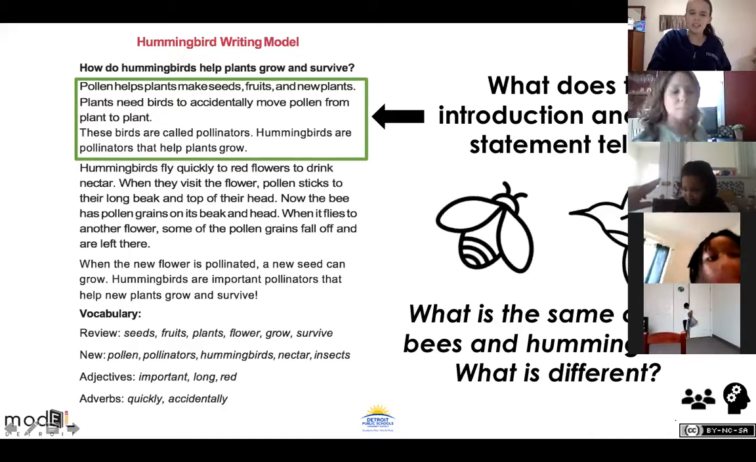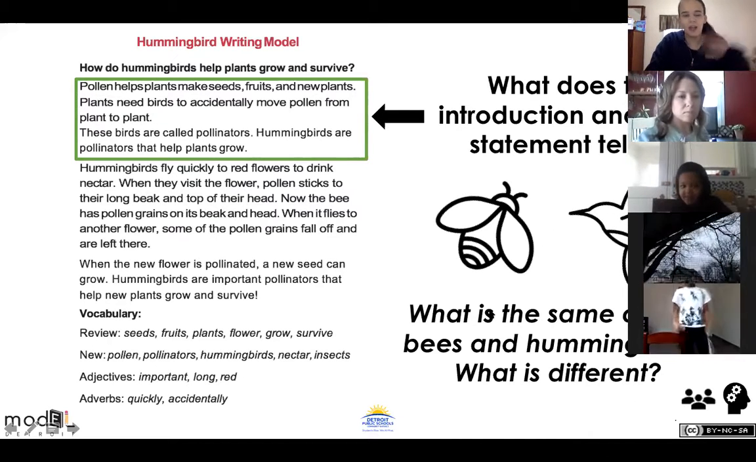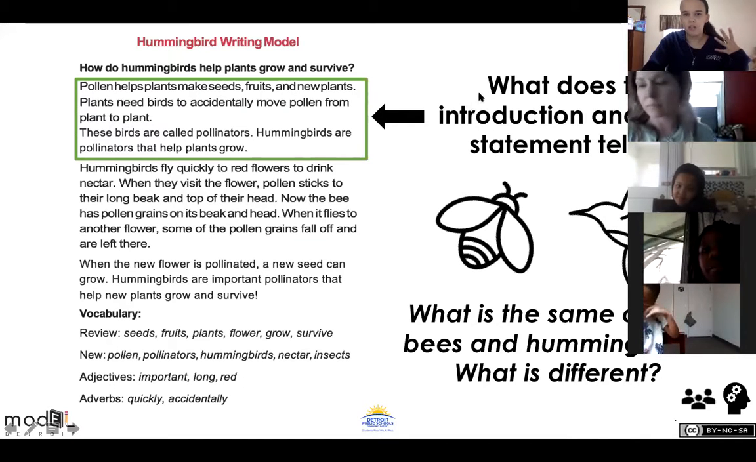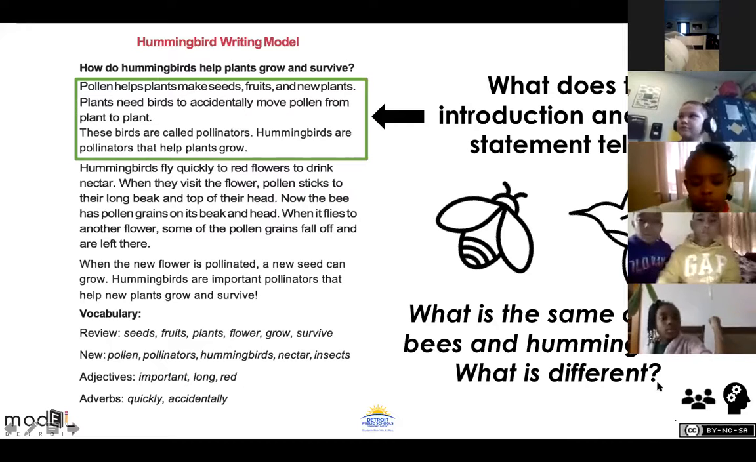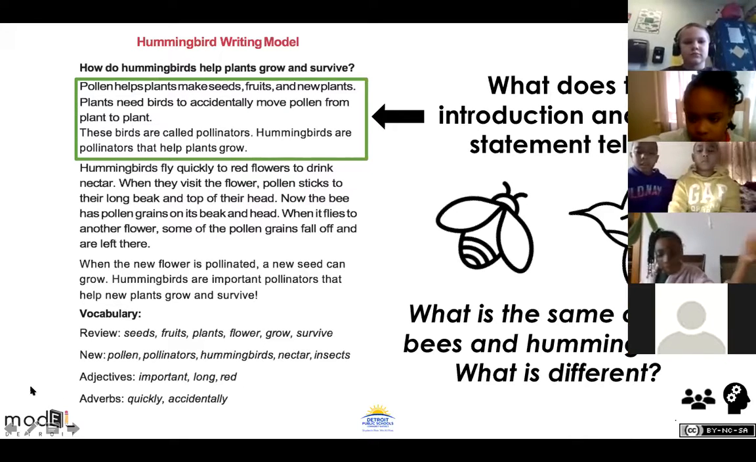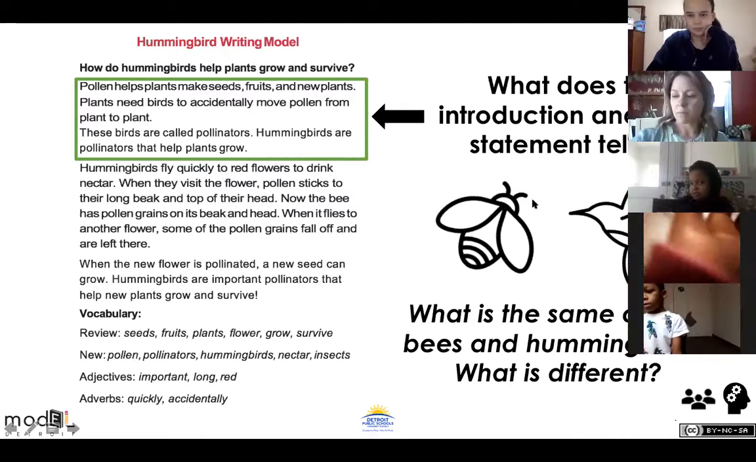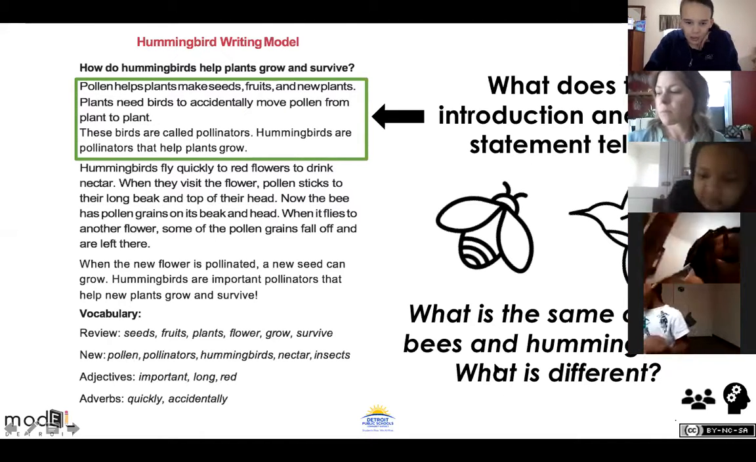Okay, so then what is the job of the focus statement? It's kind of hard to describe, but why do you have to have an introduction and a focus statement? You can raise your hand, you can type it in. What does that focus statement do for us? Renee, do you know?